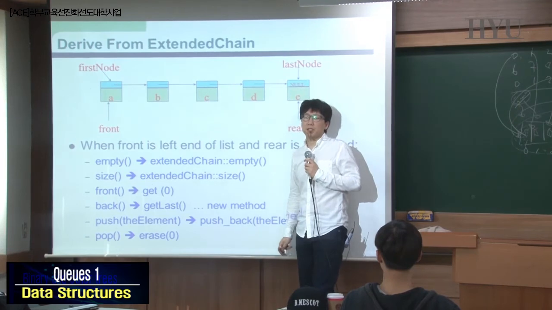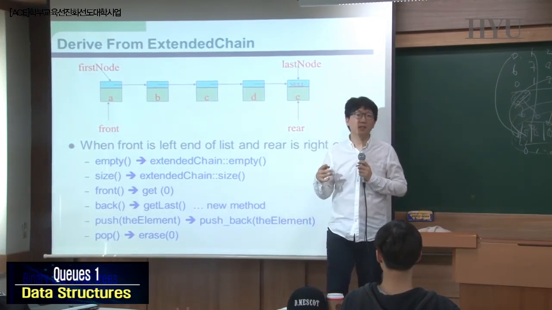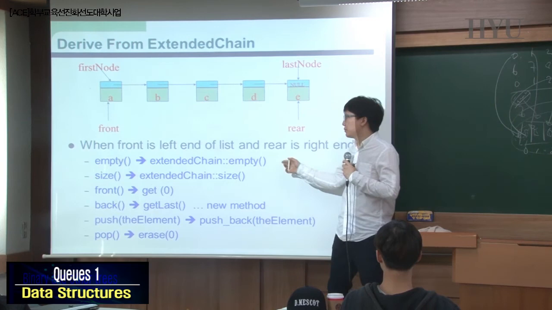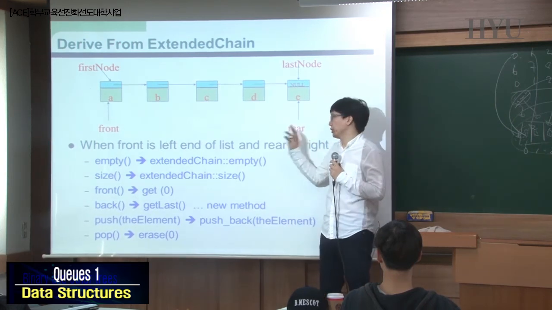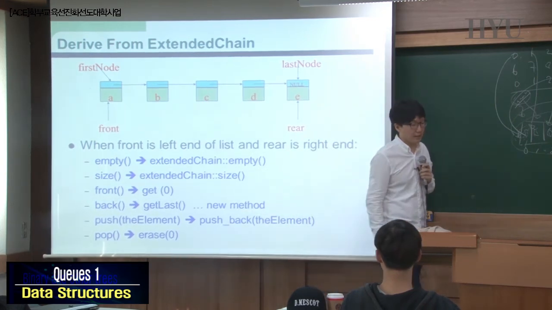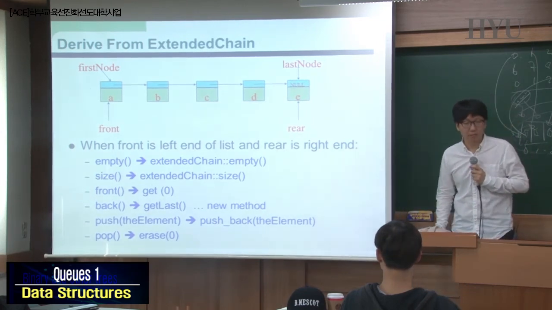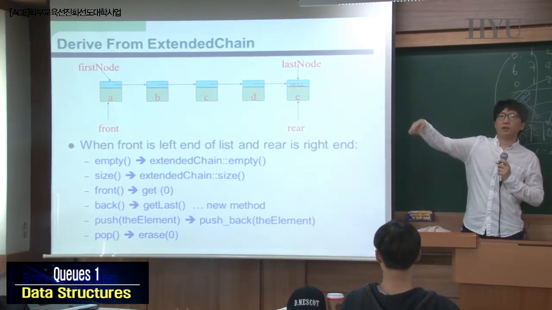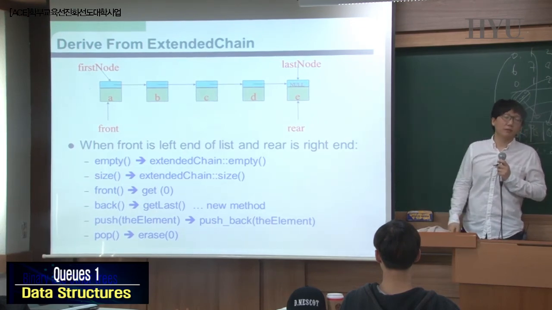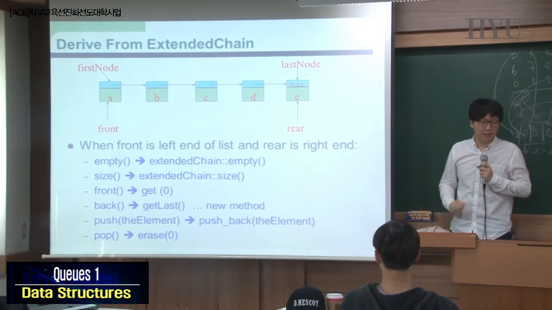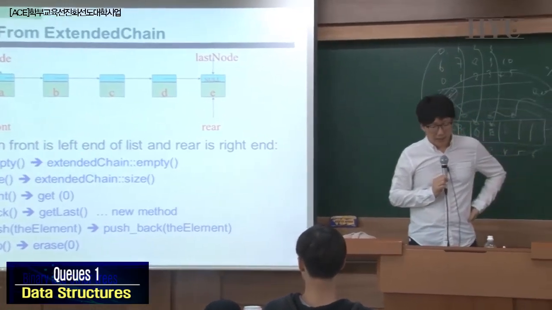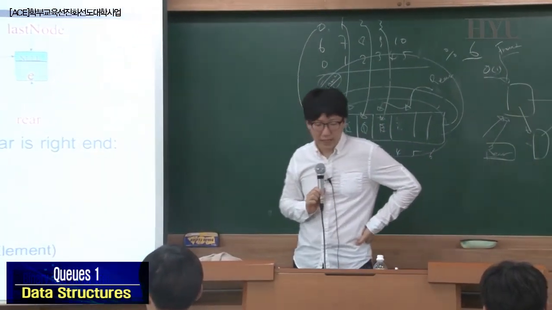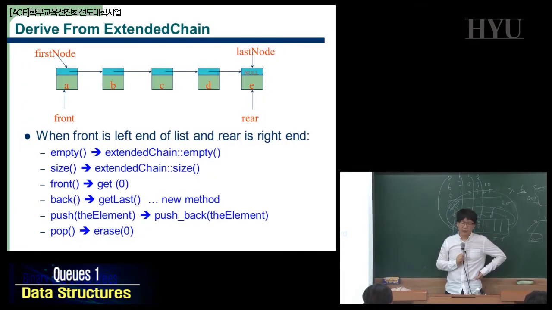And for the array representation, we use the array linear list class that we used before. This one, we rely on a linked list, so we're going to use an extended chain class. Empty checks whether the chain is empty: how many pointers do I have to follow? If it's zero, then there are zero elements in the list. Size likewise. Front is get at zero, back is get last. You might need to implement going to the last element in the linked list. You keep following the pointers.